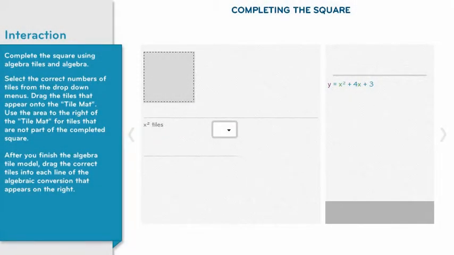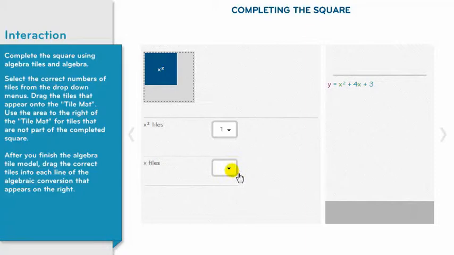In this interaction, we need to complete the square for the function y equals x squared plus 4x plus 3 using algebra tiles and then by using algebra. First, let's start with our algebra tiles. We need to determine how many x squared tiles we need, which of course is just 1. And let's drag that onto our work area.